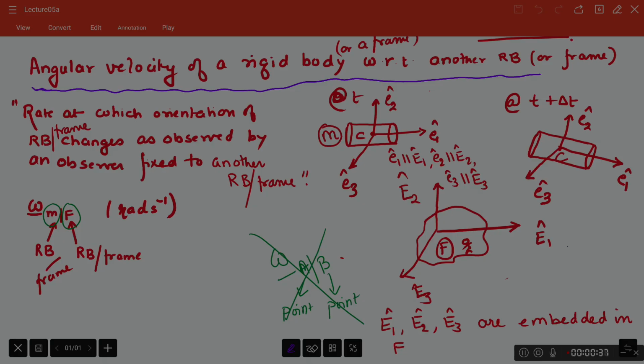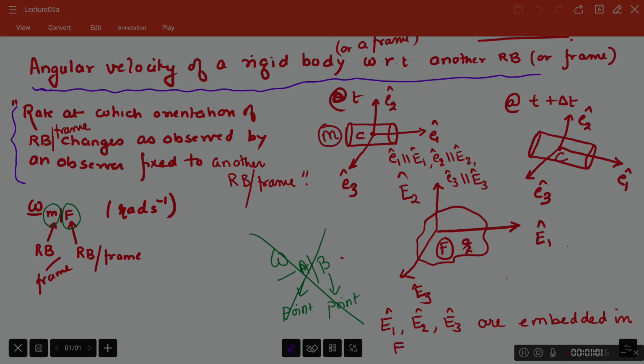The angular velocity of a body with another rigid body is defined in this manner. It is the rate at which the orientation of the RB changes as observed by an observer fixed to another RB.